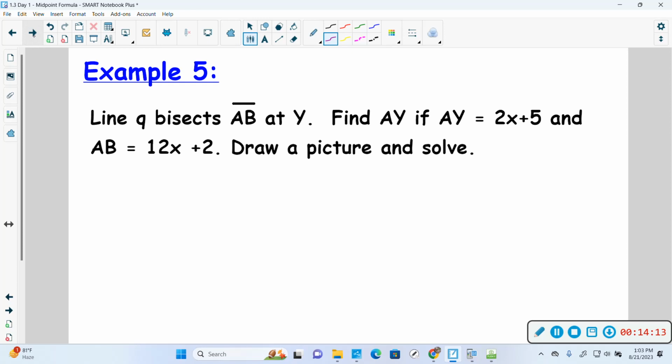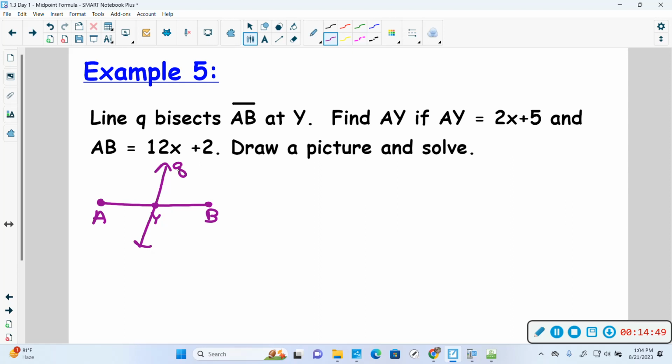Okay, line Q bisects segment AD at y. Find AY. If AY is 2x plus 5, AD is 12x plus 2. Draw a picture. Oh good, my artistic skills. And solve. Okay, line Q bisects segment AB. Well, I'm going to start with segment AB. It's not too bad. Line Q is bisecting it at y. So I'm going to put y in the middle, and I'm going to draw a line through it. I'm going to label it Q.